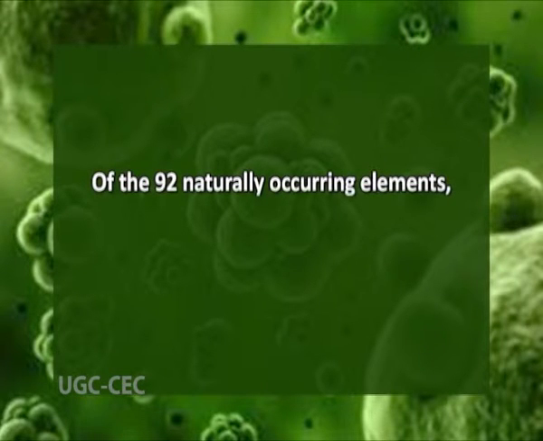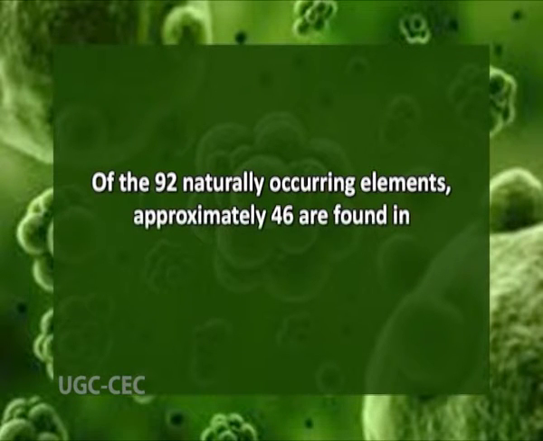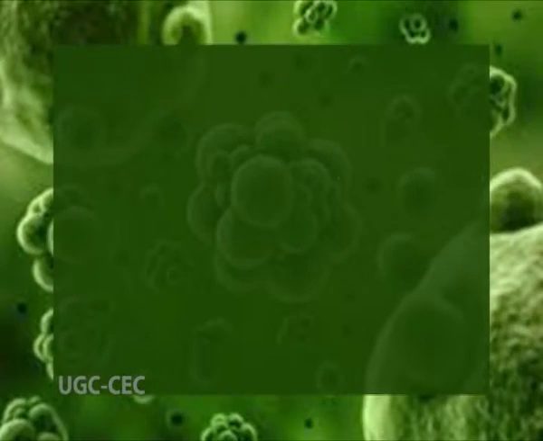Of the 92 naturally occurring elements, approximately 46 are found in the cytosol. 24 of these are essential elements, while others are present in the cytosol only because they exist in the environment with which the organism interacts. Of the 24 essential elements, 6 play especially important roles in living systems.